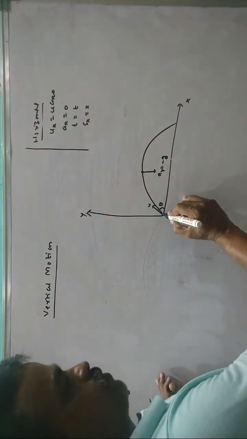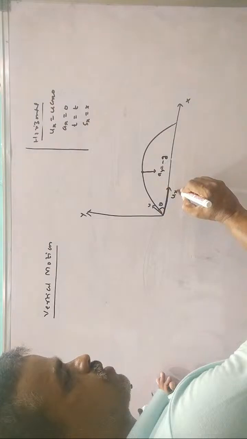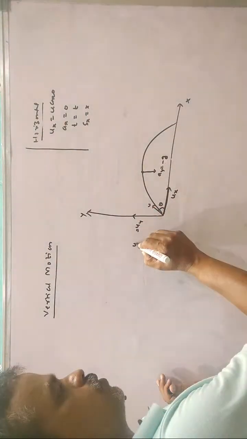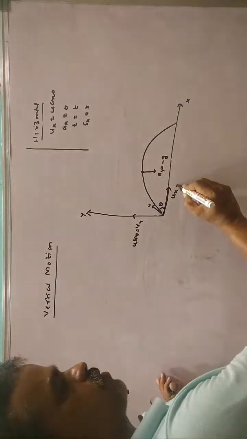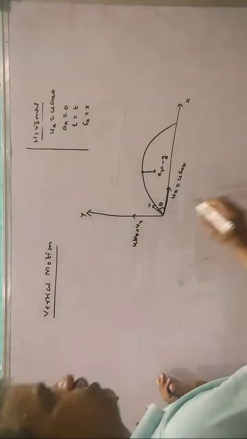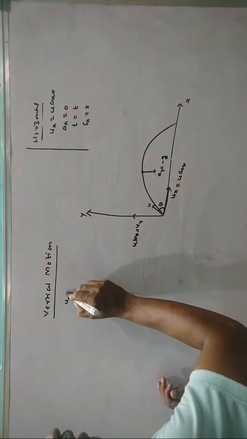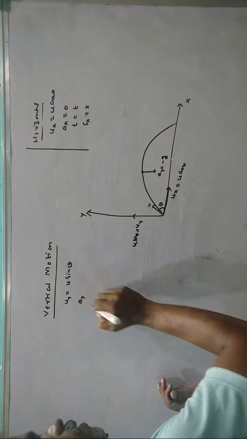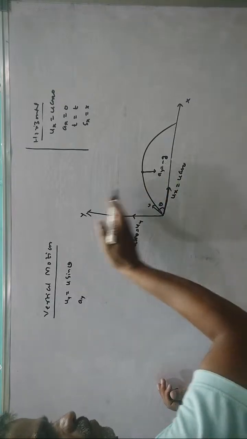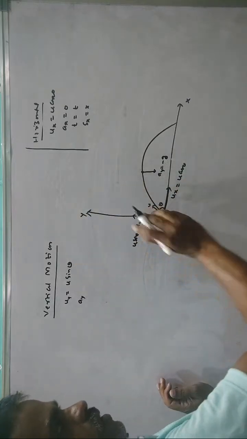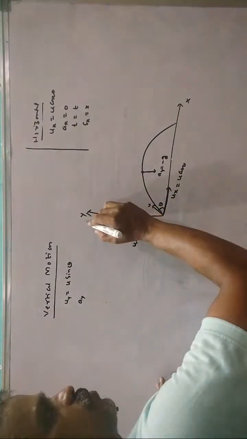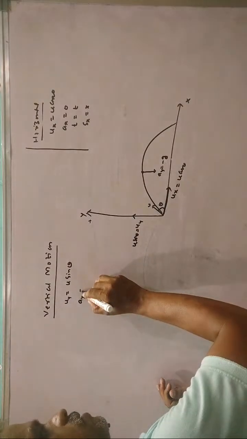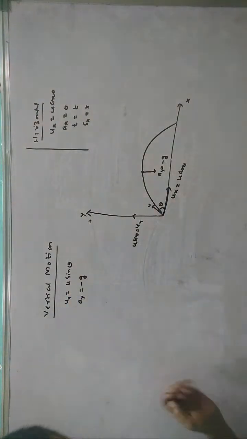Then the component of velocity along the vertical direction, uy, is equal to u sin theta, and ux equal to u cos theta. So we have now along the vertical direction u sin theta. The y-axis is positive upward, but acceleration is always downward, so opposite, we take it as minus g.